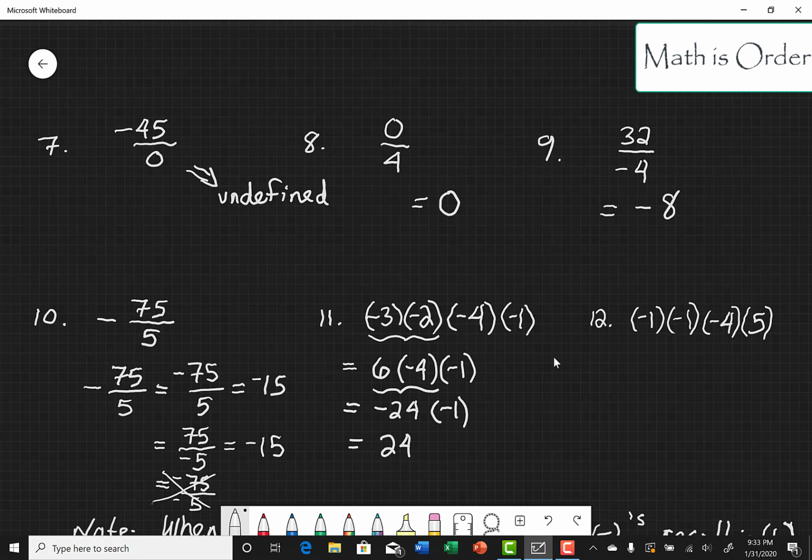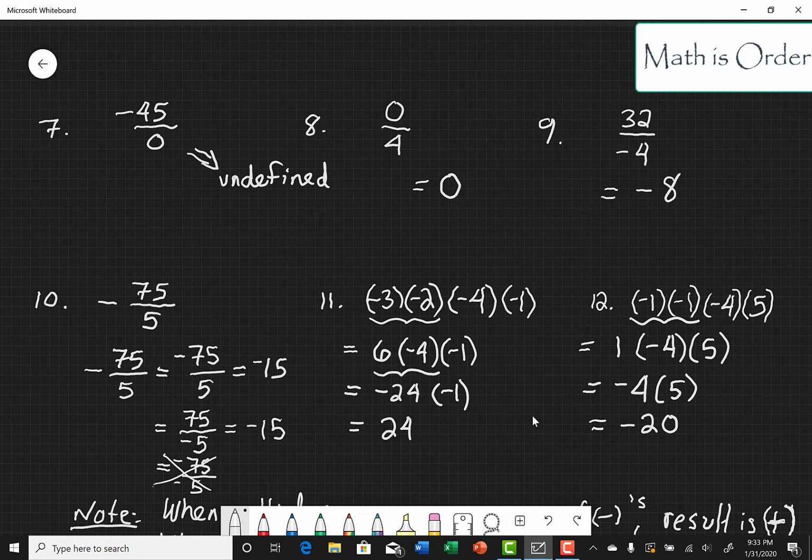All right, and then let's look at number 12. We're going to do it the same way. Negative and negative is plus. Rewrite the other factors. See, by rewriting and just being patient, we're less likely to make a mistake. 1 times negative 4 will give us a negative 4. Rewrite. Final answer is negative 20.